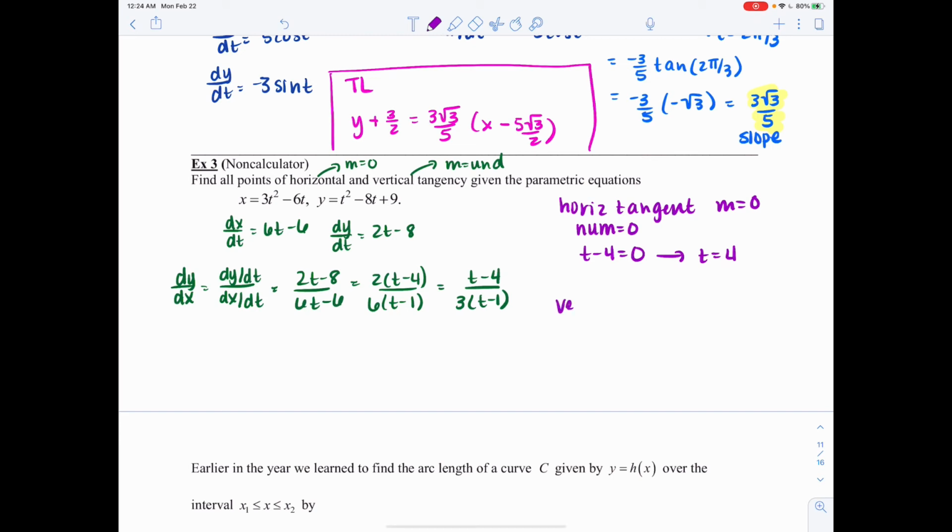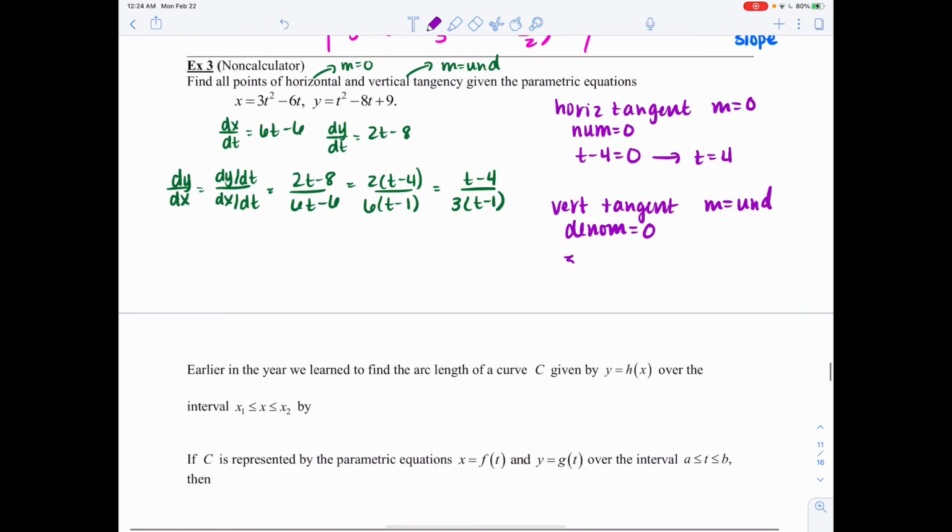A vertical tangent is where the slope is undefined. So that means I need to set my denominator equal to 0. So 3t minus 1 is equal to 0. That's going to happen at t equals 1. But if you're not paying attention, you could easily mess this up.